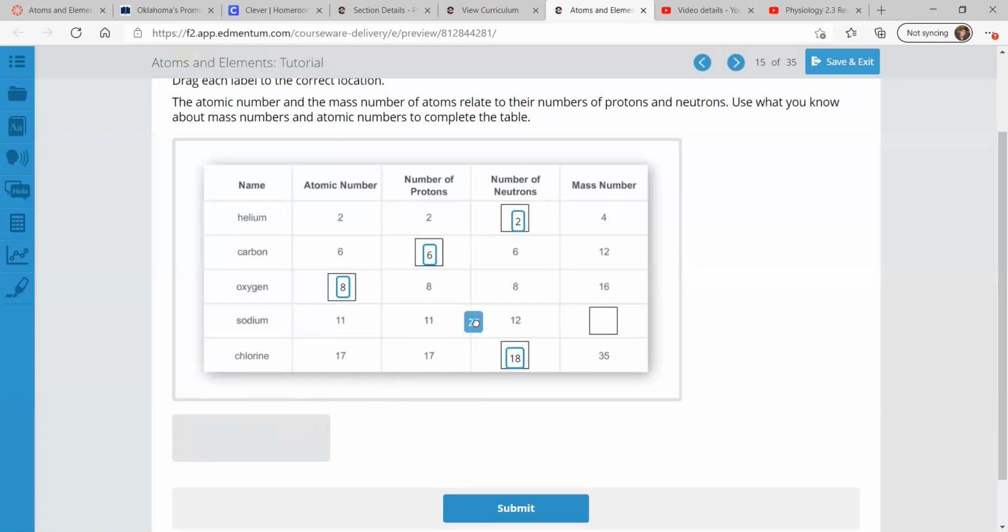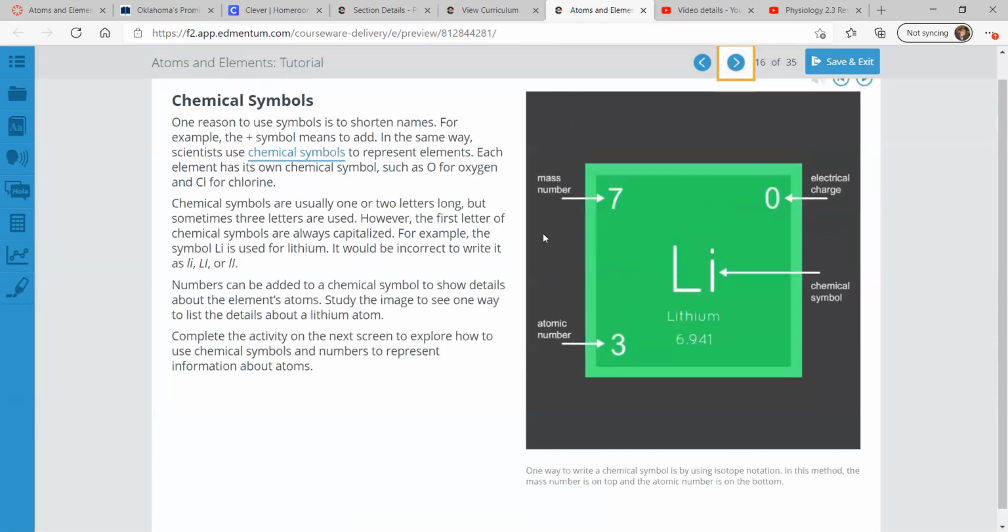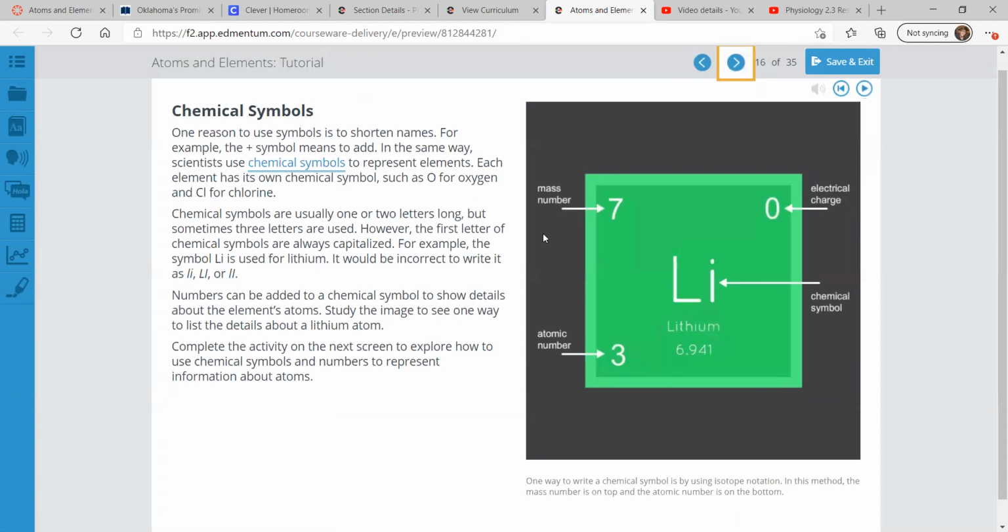And then lastly, for sodium, if you add the number of protons plus the number of neutrons, 11 plus 12 equals 23 for the mass number. Ta-da. Cool, so good job. And you'll find similar questions like that in the mastery tests, not too difficult.